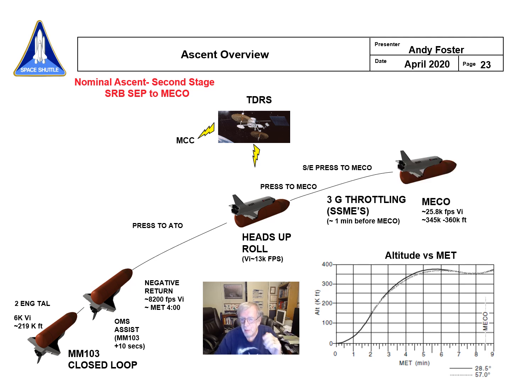And so MECO would typically occur at about 25,800 feet per second. This is later in the program. Altitudes would range from 345,000 feet to 360,000 feet, depending on what kind of mission you were running, what altitude or orbit you wanted to get to, et cetera, and how much performance you had. All those things would determine that.